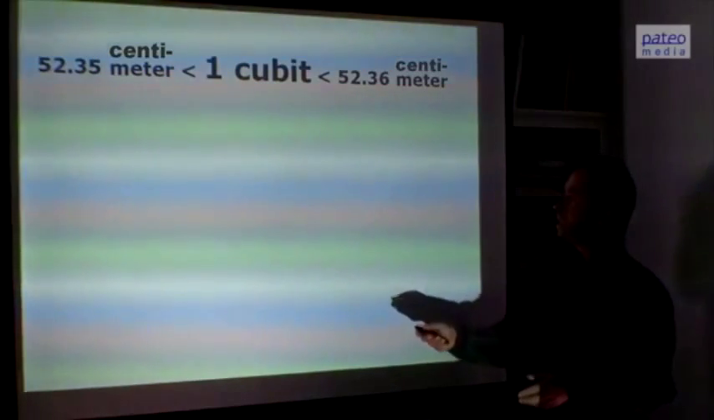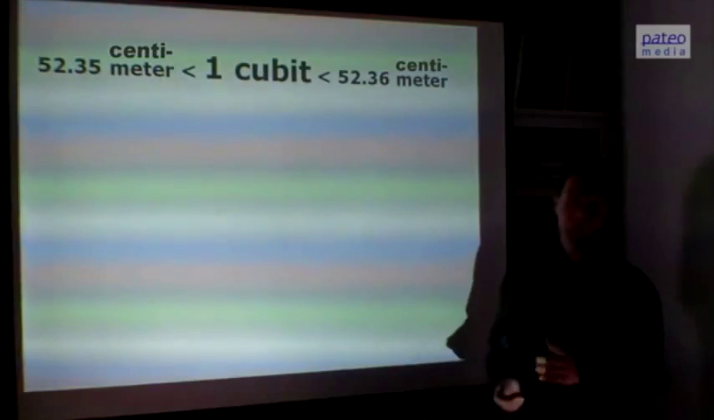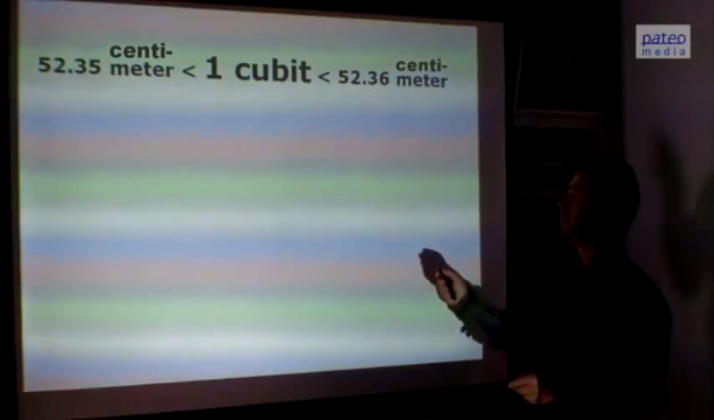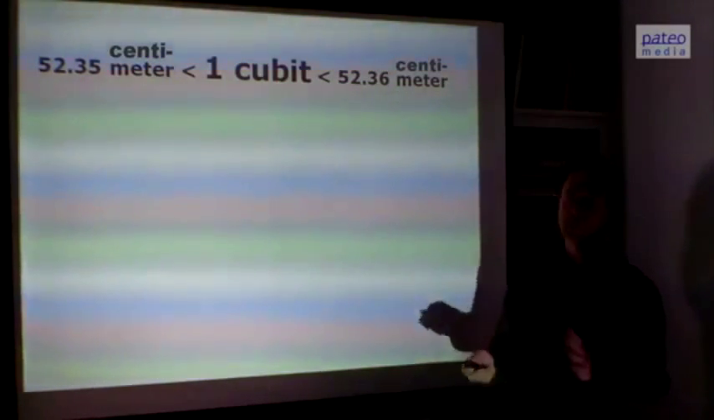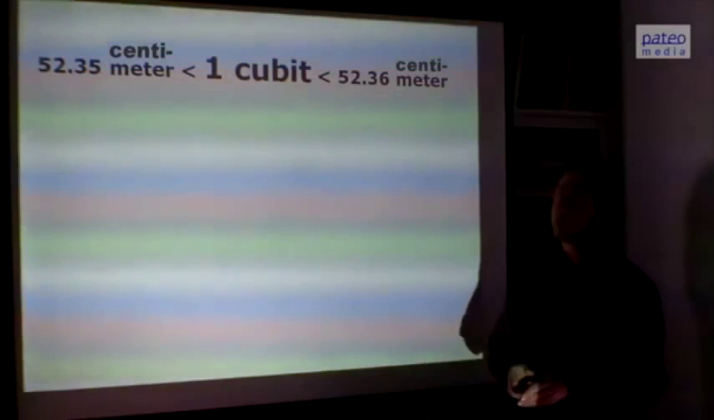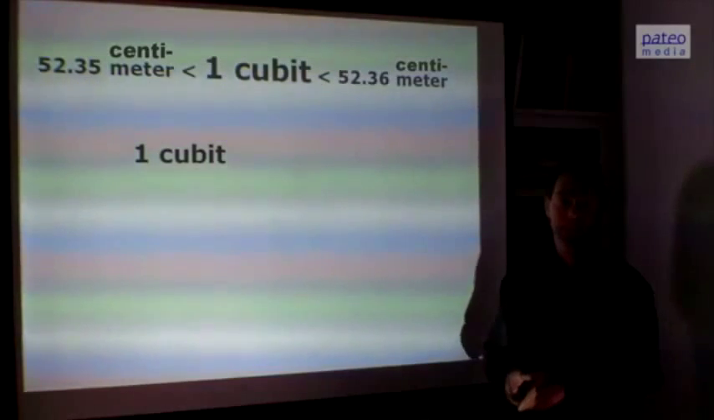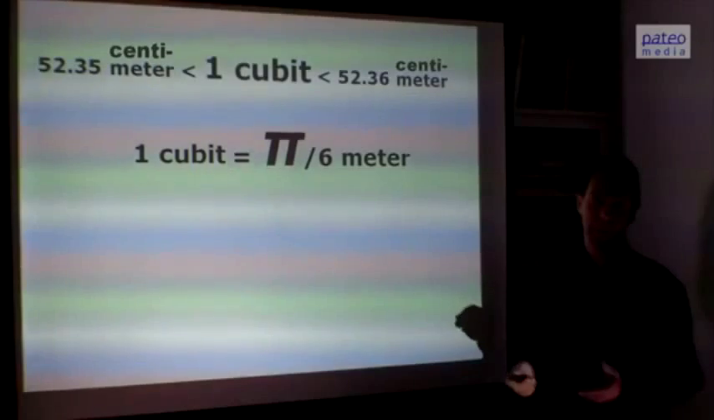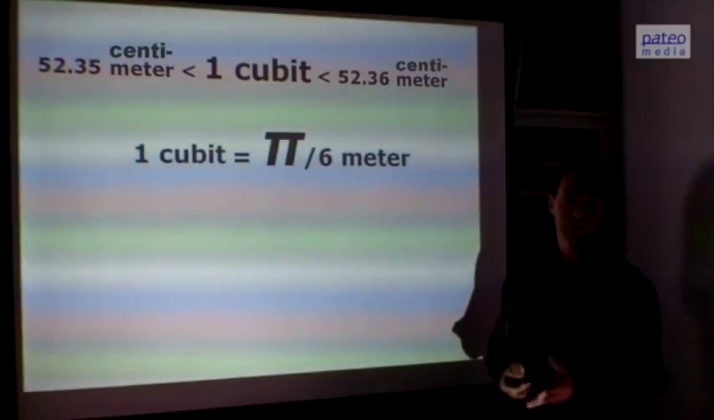One cubit is between 25.35 meters and 25.36 meters. It's somewhere in between. Some say this, others say that. But the truth is in the middle. Because 1 cubit is exactly pi divided by 6 meters. That is the shocking truth.